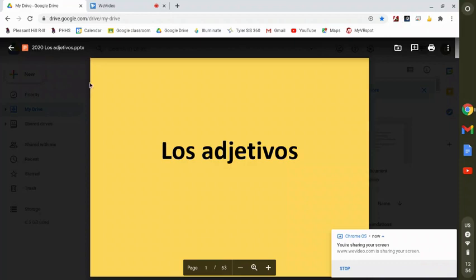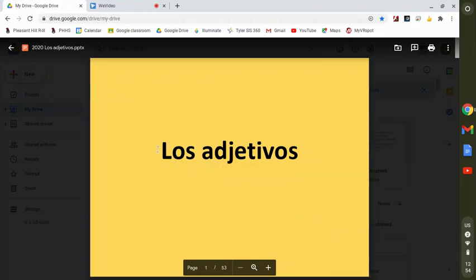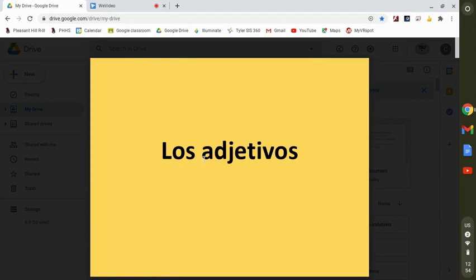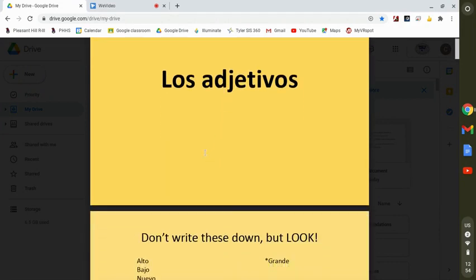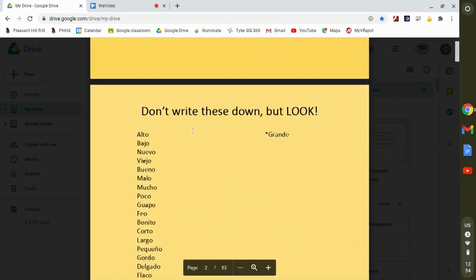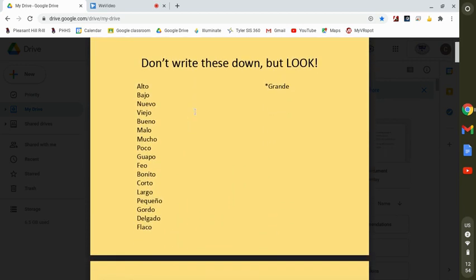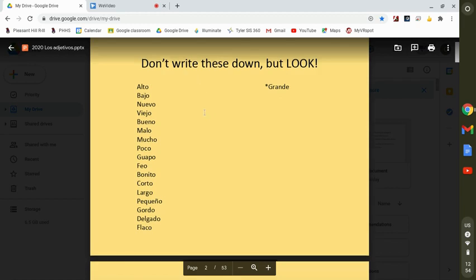Chicos y chicas, today we're going to start los adjetivos, which means adjectives. Los adjetivos, right there at the top of your paper, por favor. Okay, first screen here, it says don't write these down, but look. Here's our first column of words. These are all the words we're going to cover.